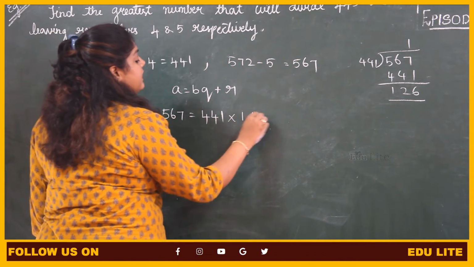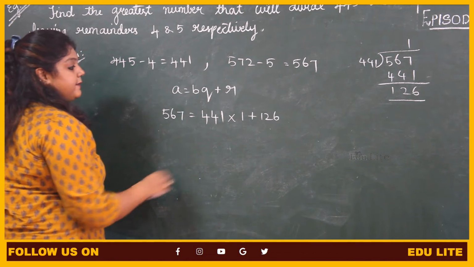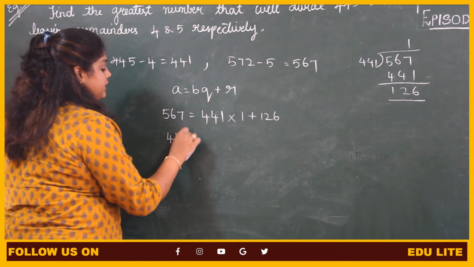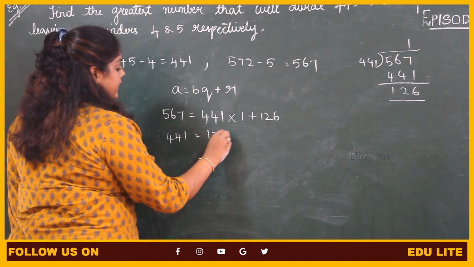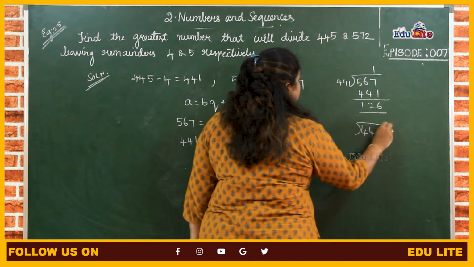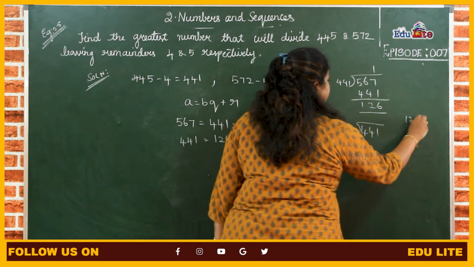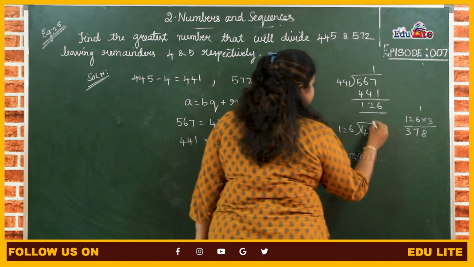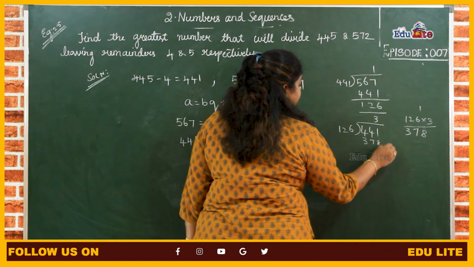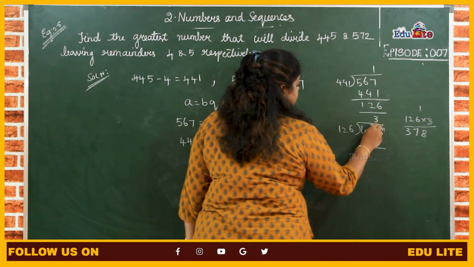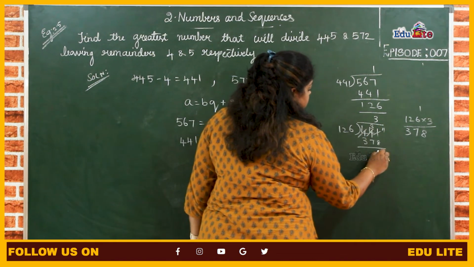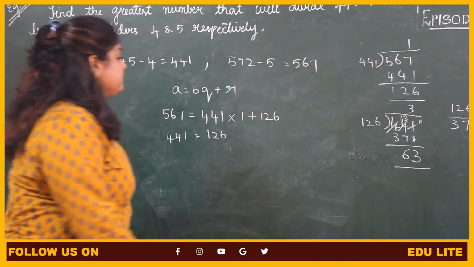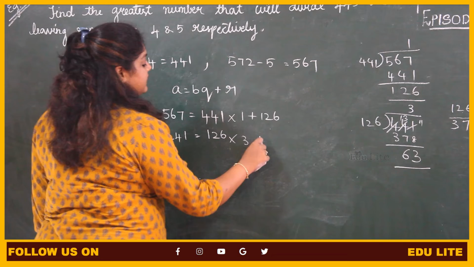441 into 1 plus 126. Next step, the remainder is not equal to 0. Therefore, we have to choose the dividend as 441 and the divisor as 126. 126 into 3 is 378, so 441 minus 378 gives 63. So 126 into 3 plus 63.